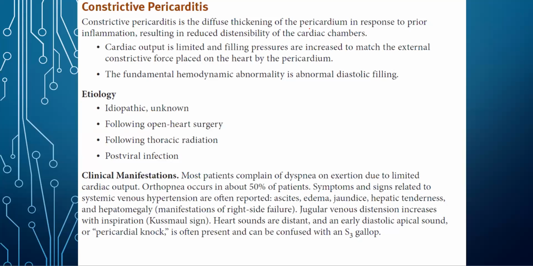All good. All right. Now, constrictive pericarditis does not come in the exam, but you should still have an idea about it. What is constrictive pericarditis? It's the diffuse thickening of the pericardium in response to some prior inflammation. If the pericardium becomes thickened, again there will be reduced capacity of your heart to relax or distend. So abnormal diastolic filling is the main pathophysiology of constrictive pericarditis.